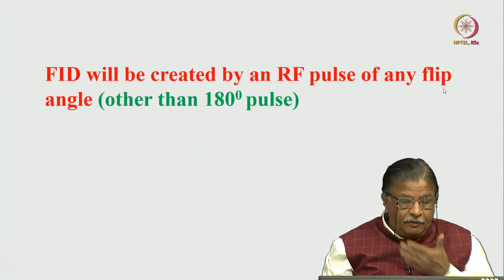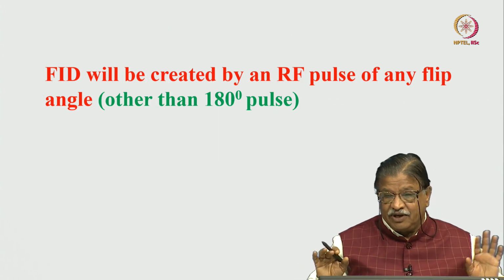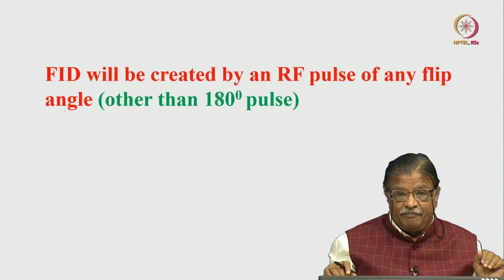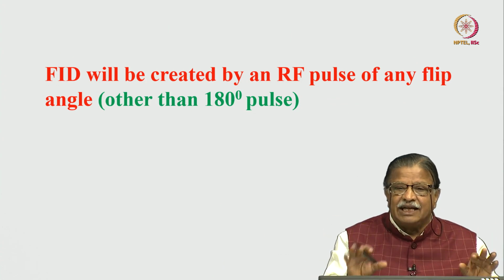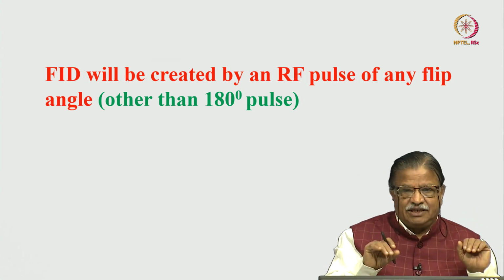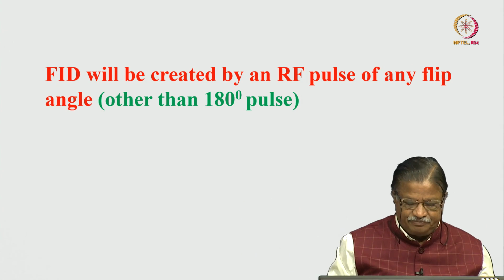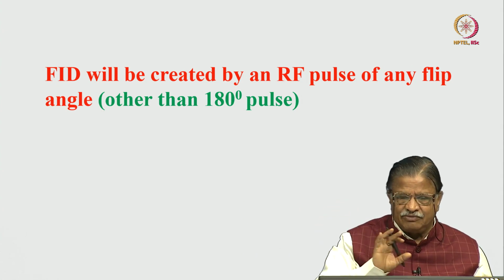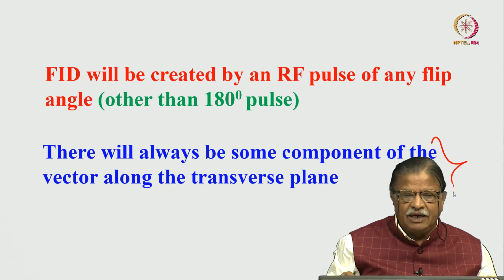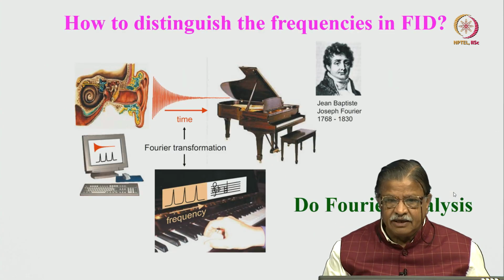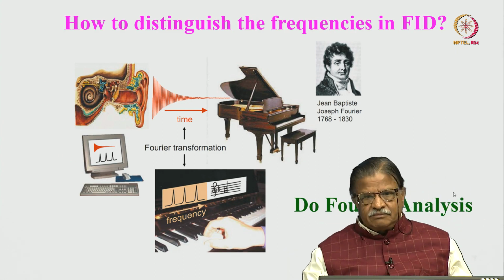Now, FID will be created by an RF pulse of any flip angle, that is what you should remember, it need not be 90 degrees. But for better signal, more signal to be collected, 90 degrees is better, because the entire magnetization will be along the x axis or y axis where you are keeping a receiver. Do not apply a 180 pulse, because it will not give signal, and there should always be some component in the transverse plane to detect the signal. Fine. Now, you have collected the signal. What are you going to do with that?